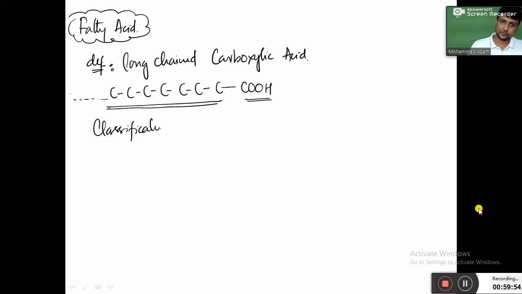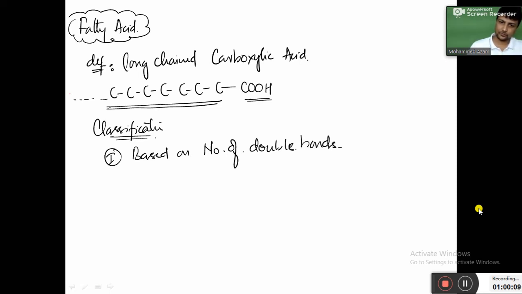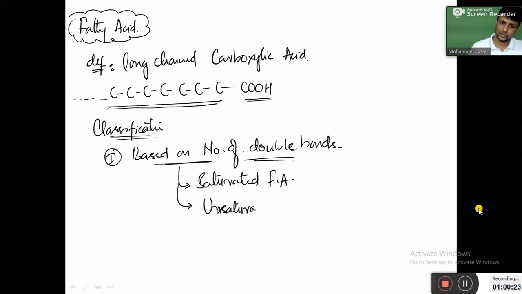And once you are done with the definition of the fatty acid, now welcome to the classification of fatty acids. Now, number one classification of fatty acid is based on the number of double bonds. Based on double bonds, we'll divide them into two categories. One will be the saturated fatty acid, another one will be the unsaturated fatty acid.